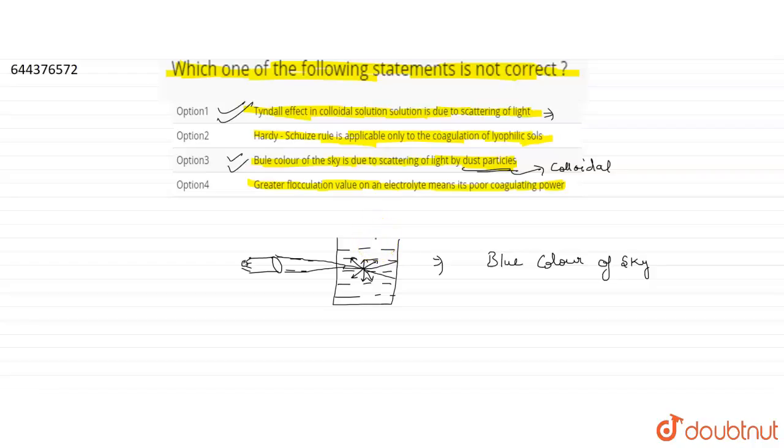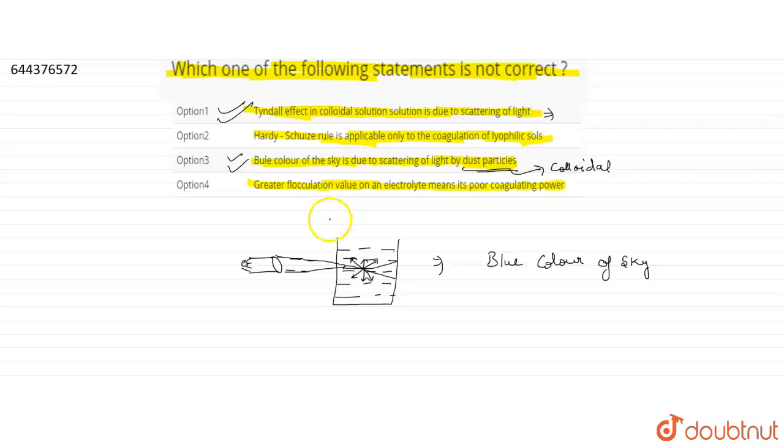Okay, so the first and third options are correct, and the blue color of the sky is the basic example of the Tyndall effect. We have other examples: the visibility of the tail of comets, the appearance of dust particles in a semi-dark room, and also light thrown from a projector in a cinema hall.